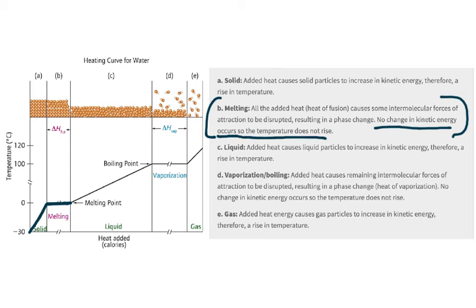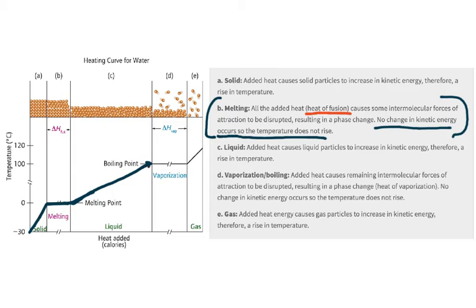This is also known as the heat of fusion. So how much heat needs to be added in order to melt is called the heat of fusion. So after this, when we're within a phase, as heat is added, it causes the liquid particles to increase in kinetic energy and temperature goes up.